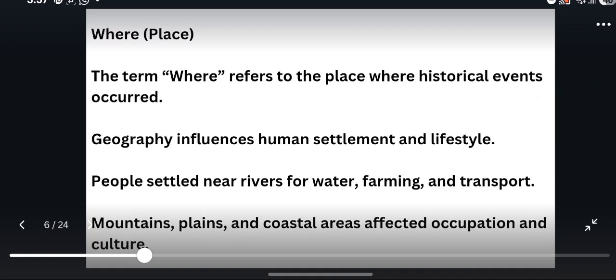The term where refers to the place where historical events occurred. Geography influences human settlement and lifestyle. People settled near rivers for water, farming, and transport. Mountains, plains, and coastal areas affected occupation and culture.